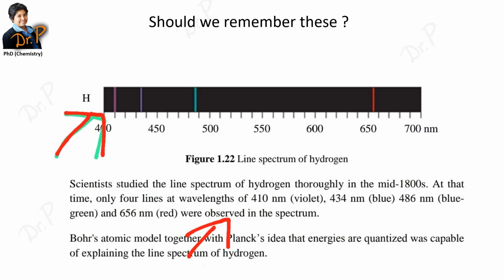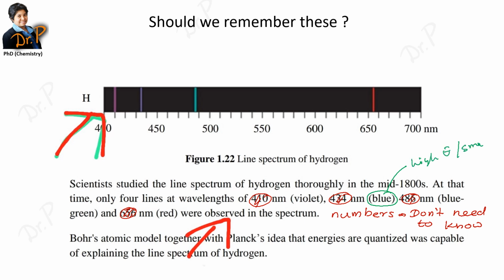Another one of those: should we remember this question? You don't need to know the numbers, numbers like this wavelength. You don't need to memorize these numbers. But it's good to know that blue light has high energy and a small lambda compared to the red light, whereas red light compared to blue will have a low energy and a larger lambda. So again, trends, not the numbers.